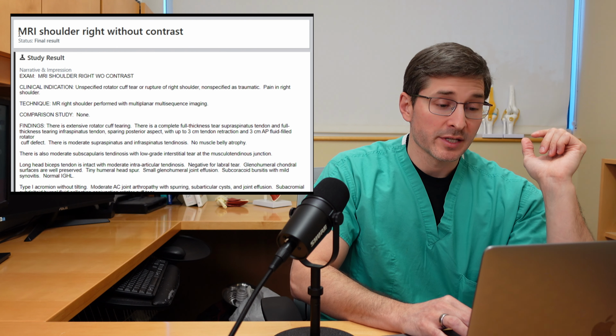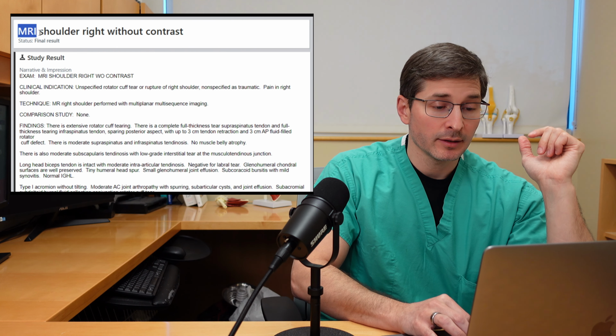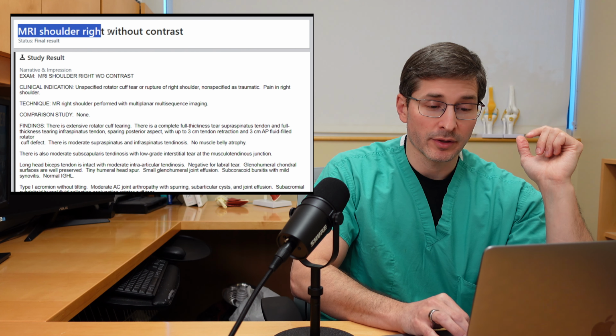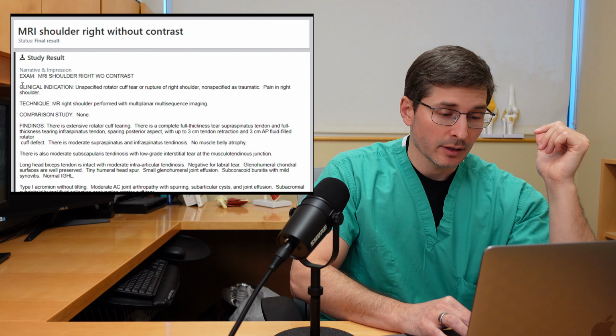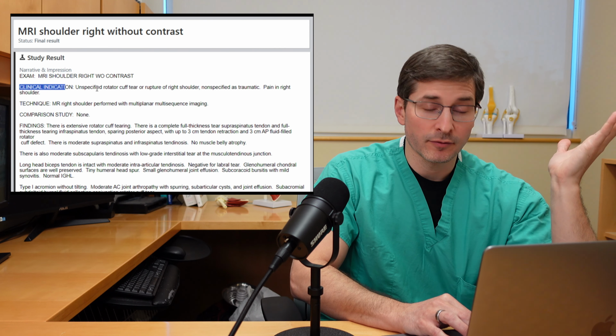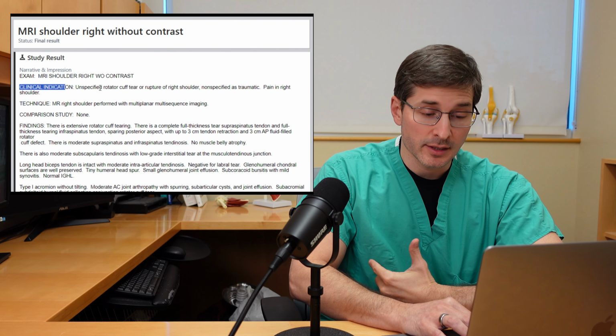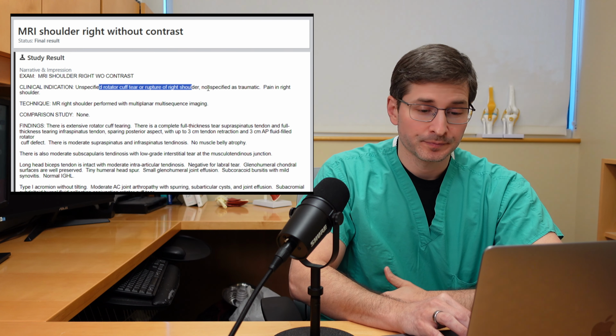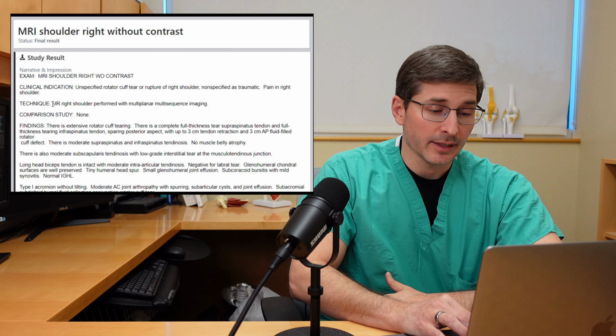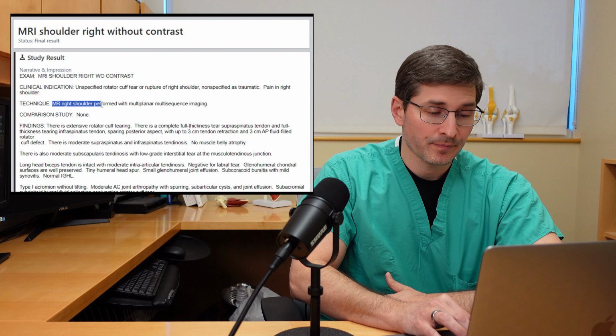Okay, everyone, we are on case 2 now, essentially the second example. So we're going to start off at the beginning of this MRI scan report. We see once again this is an MRI of the shoulder. It's a right shoulder without contrast. The clinical indication for this MRI is a suspected rotator cuff tear or rupture of the right shoulder. The technique is an MRI of the right shoulder.